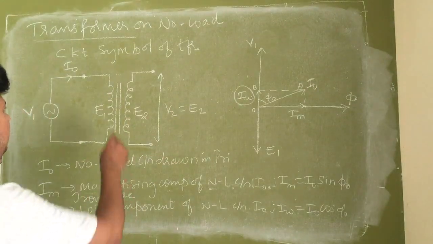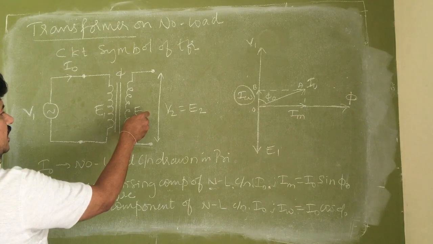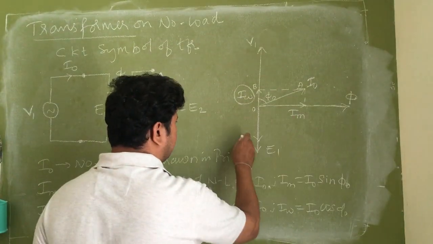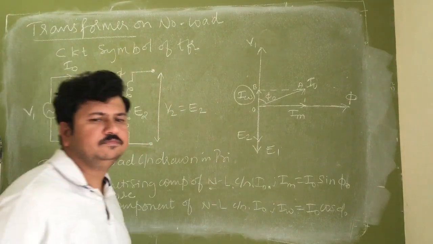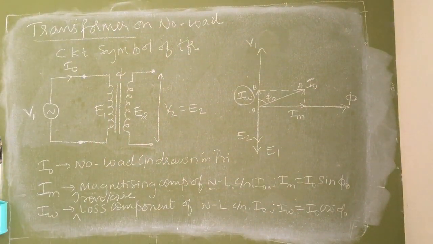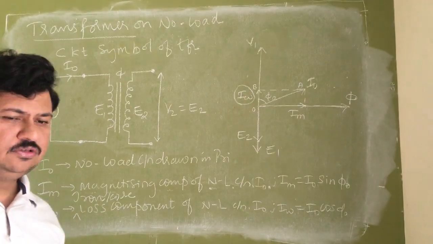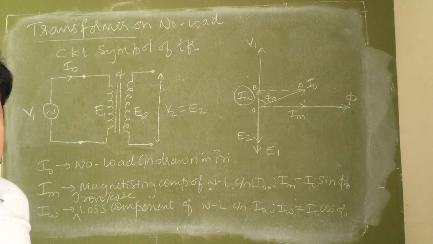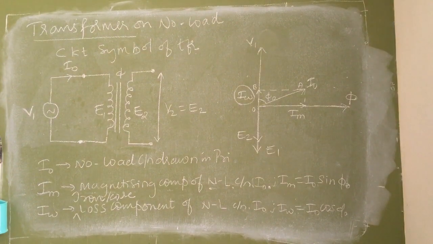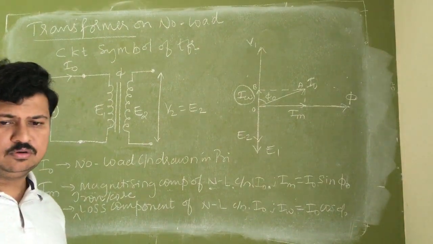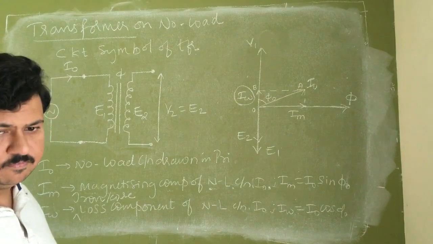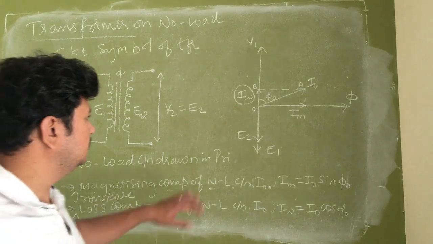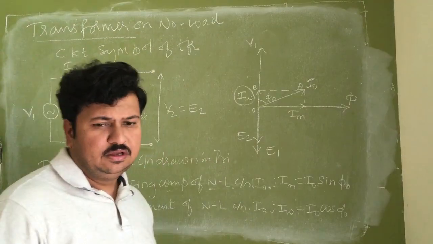The same flux phi exists in the core and links the secondary winding. Now I will get E2, which is also lagging behind the flux by 90 degrees. So E1 and E2 both lag behind the flux by 90 degrees. This is the no load vector diagram of the transformer. The full load vector diagram is not in your syllabus, so I will not go through it. It is a bit complex.